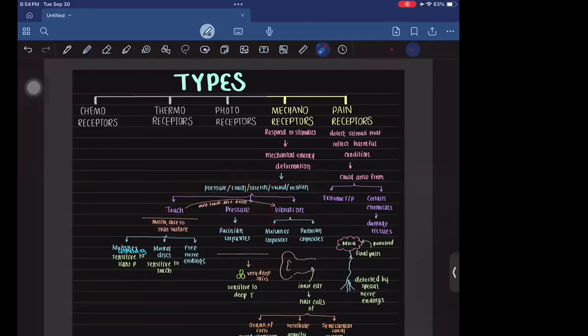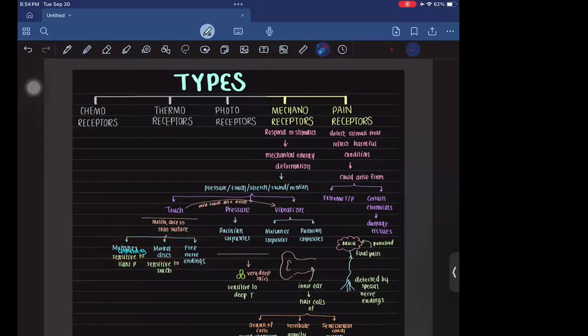Touch receptors, where are they present in your body? They are present mostly close to your skin surface, because that's where you touch, right? Are you going to touch your internal body? No. So it's your skin surface. There are three types of touch receptors: Meissner corpuscles, Merkel discs, and free nerve endings.